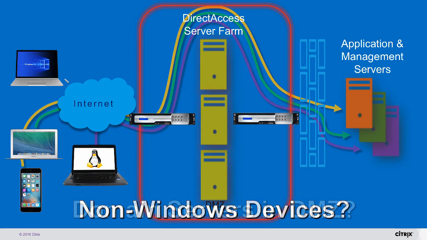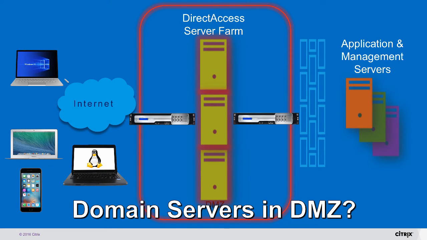The third major challenge is that DirectAccess requires Windows servers to be deployed in the DMZ. Most corporate security policies will prohibit the deployment of domain-joined Windows servers outside the data center firewall. That's because these servers provide a very juicy target for anybody trying to gain unauthorized access to the data center.